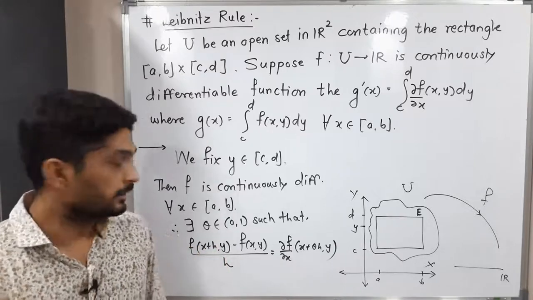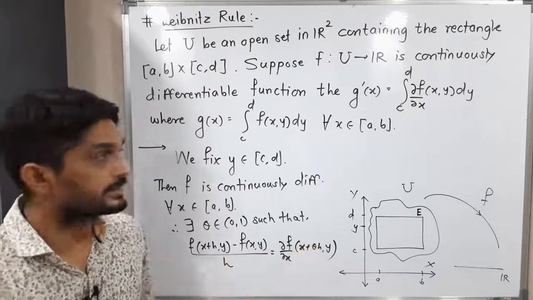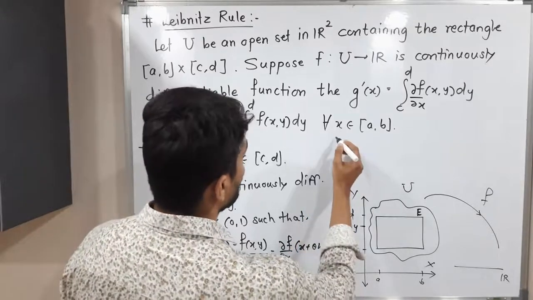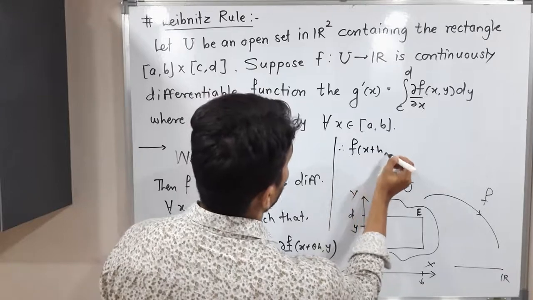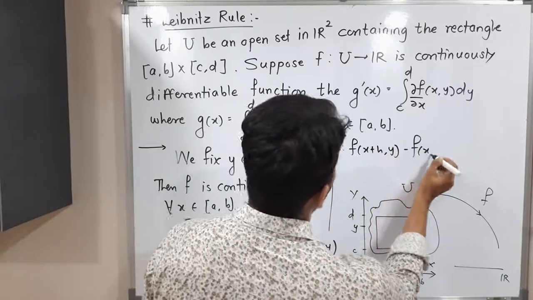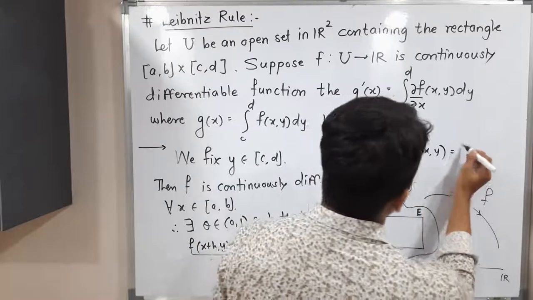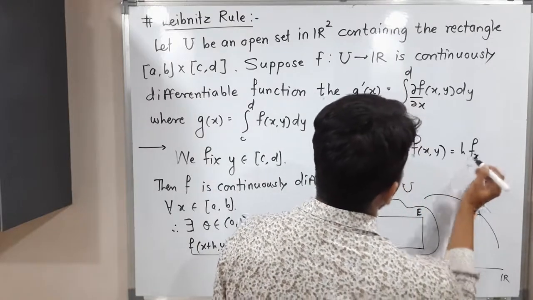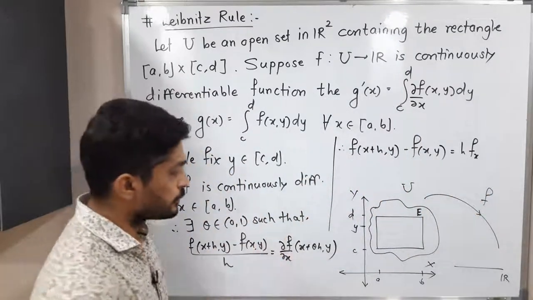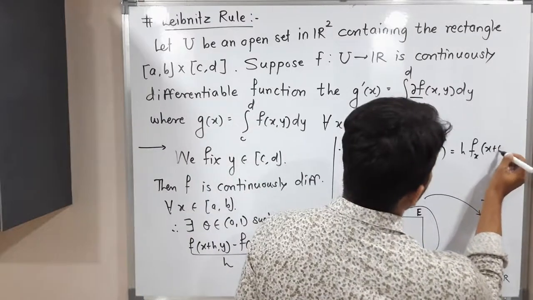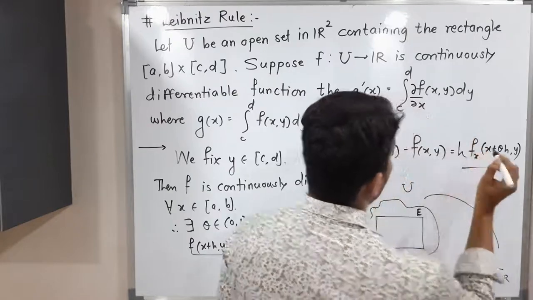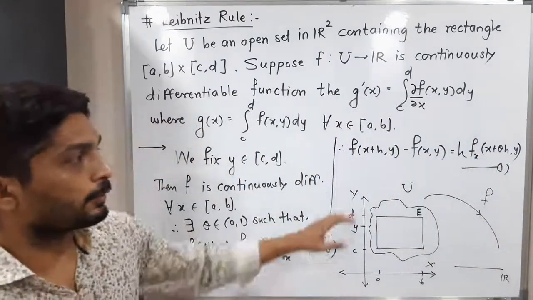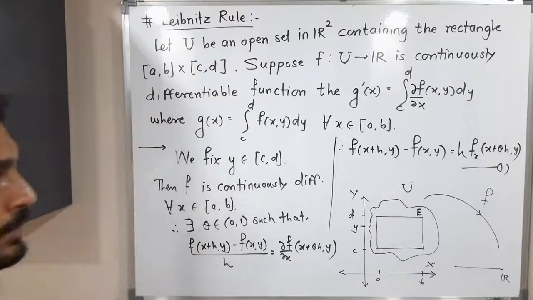After that, what will I do? I will shift h to the other side. Let us see what we will have. Therefore, f(x+h,y) - f(x,y) is equal to h times f_x(x+theta h, y). We can denote this partial derivative in that way also. I am calling it equation number 1. This is my h, okay. So this is a very important equation we have got. We are going to use it later. See, there is no more space to write. Make a screenshot of it, then we will go further.